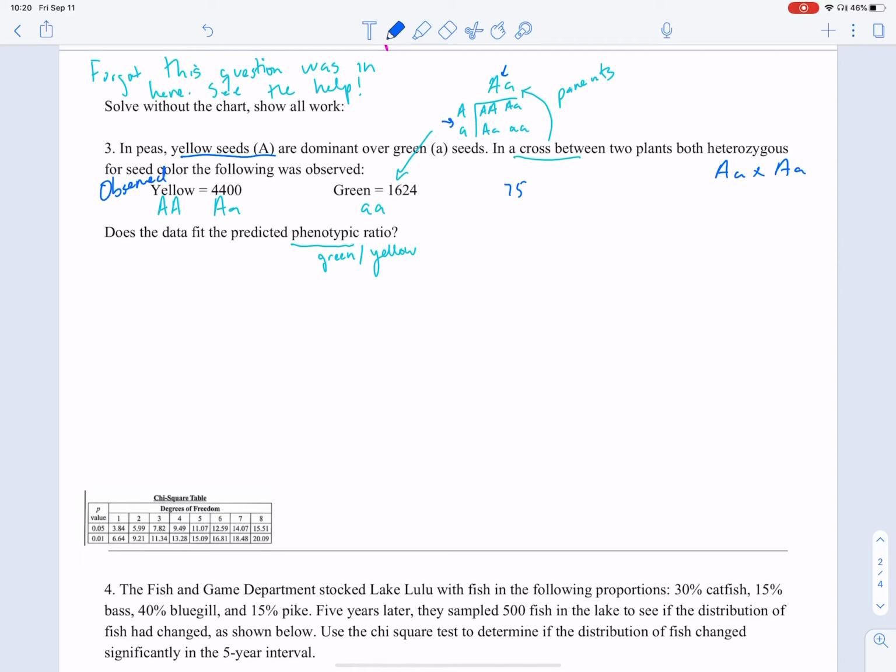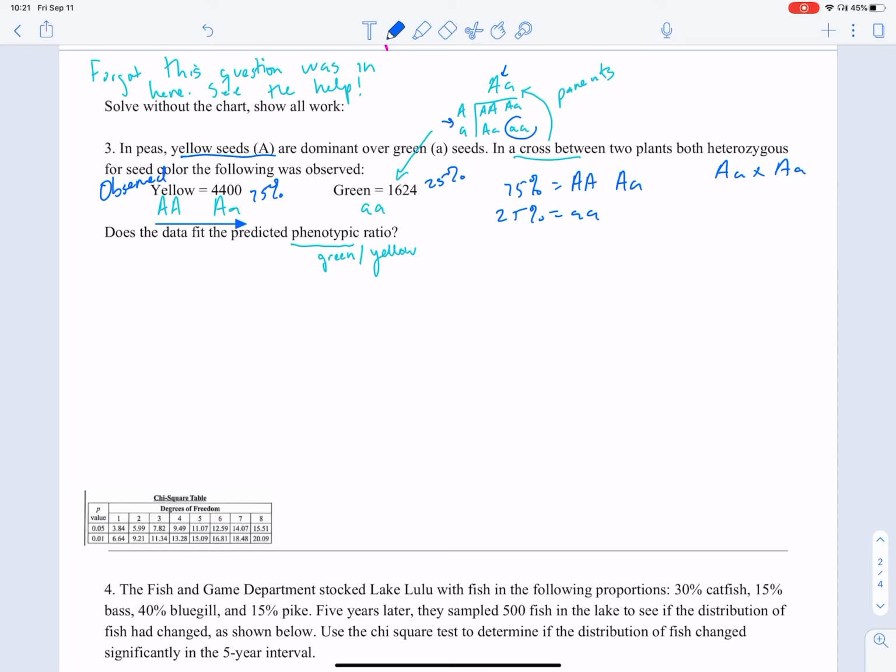You would expect 75% of the population to be either big A, big A or big A, little a. And remember, when we talk about dominant, if you have a big A, you express that. So yellow, we would expect 75% of the population to be yellow, and then 25% of the population will be little a, if you see that right here. So we would expect this to be 25% of the population.